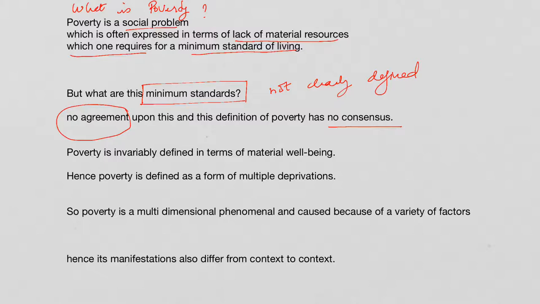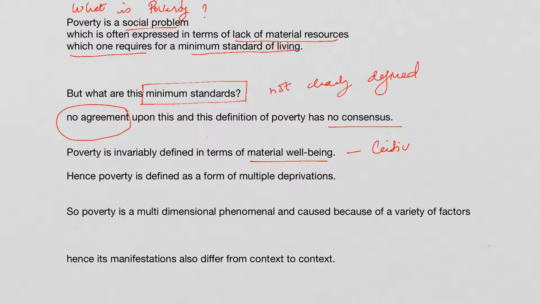Next, poverty is invariably defined in terms of material well-being. This is a critique we can add: poverty is always seen in terms of material well-being. If people have this material, we say they are above the poverty line, but we are not saying anything about their development statistics or their personal happiness. Nothing is taking those variables into account. So that is a critique; it is limited to material well-being.